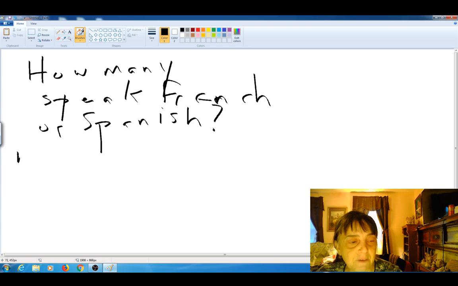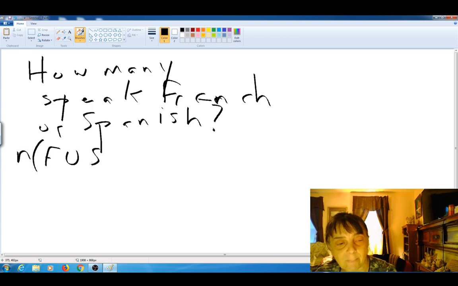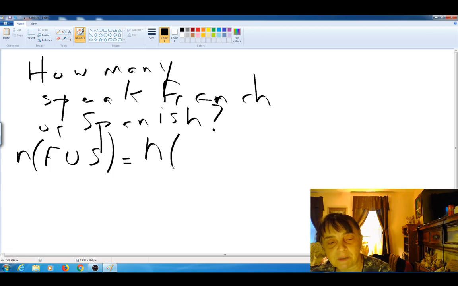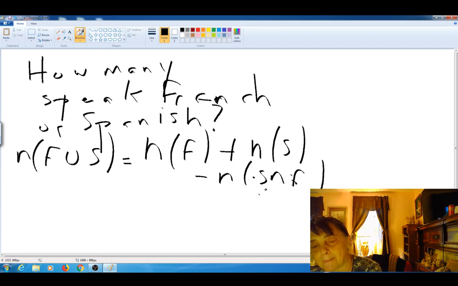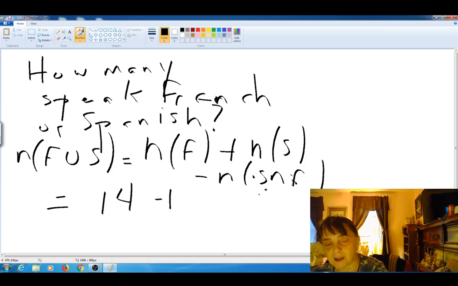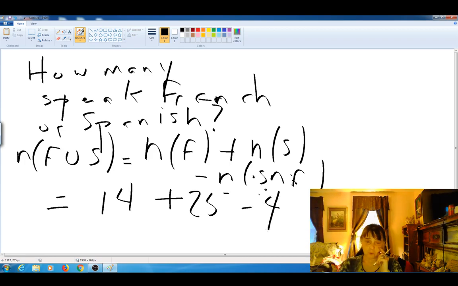Okay, the number of people who speak French or Spanish is the number of people who speak French plus the number of people who speak Spanish minus the number of people who speak French and Spanish. So how many speak French? 14. And the number that speak Spanish is 25. And the number that speak both? 4. So 14 and 25 is 39, minus 4 is 35. So 35 speak French or Spanish.